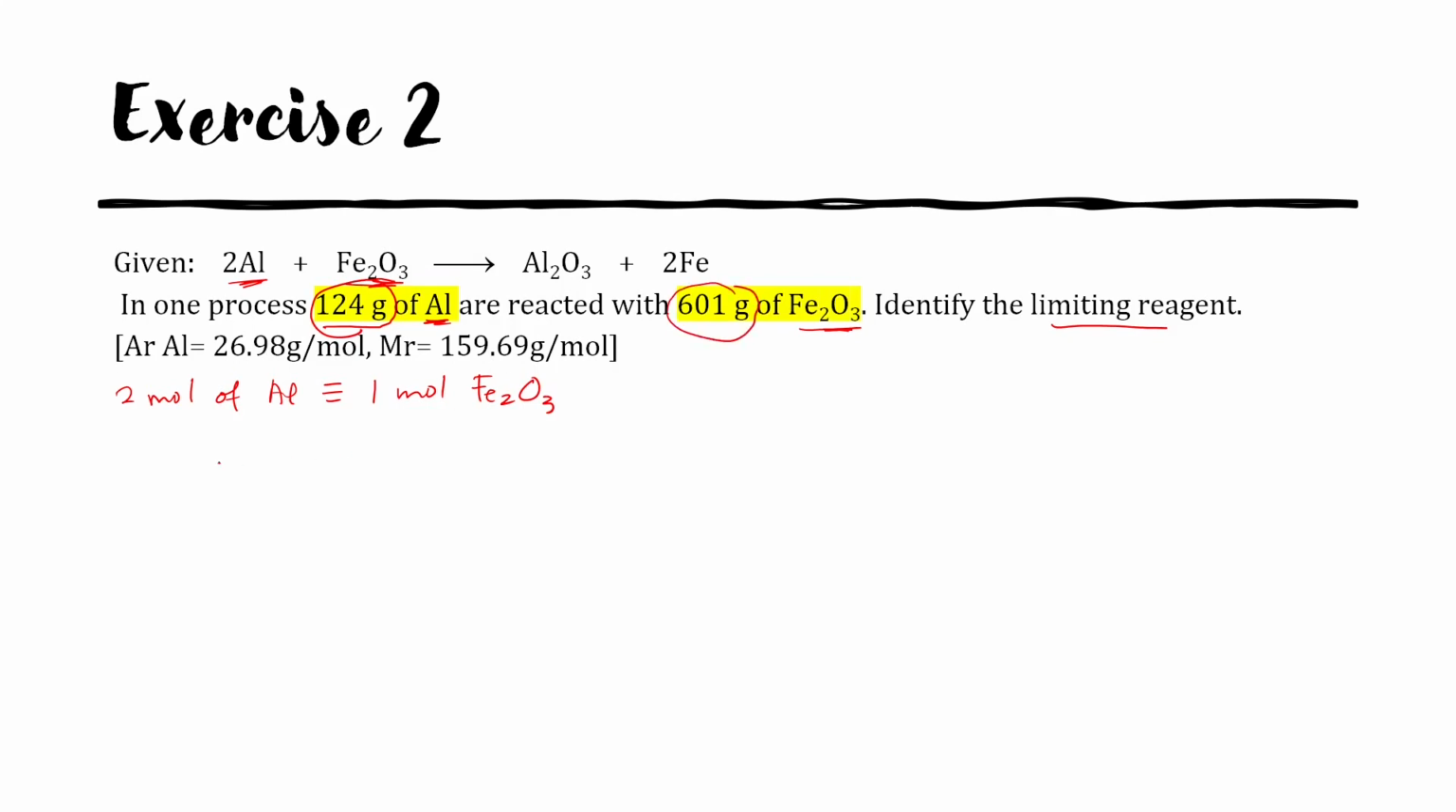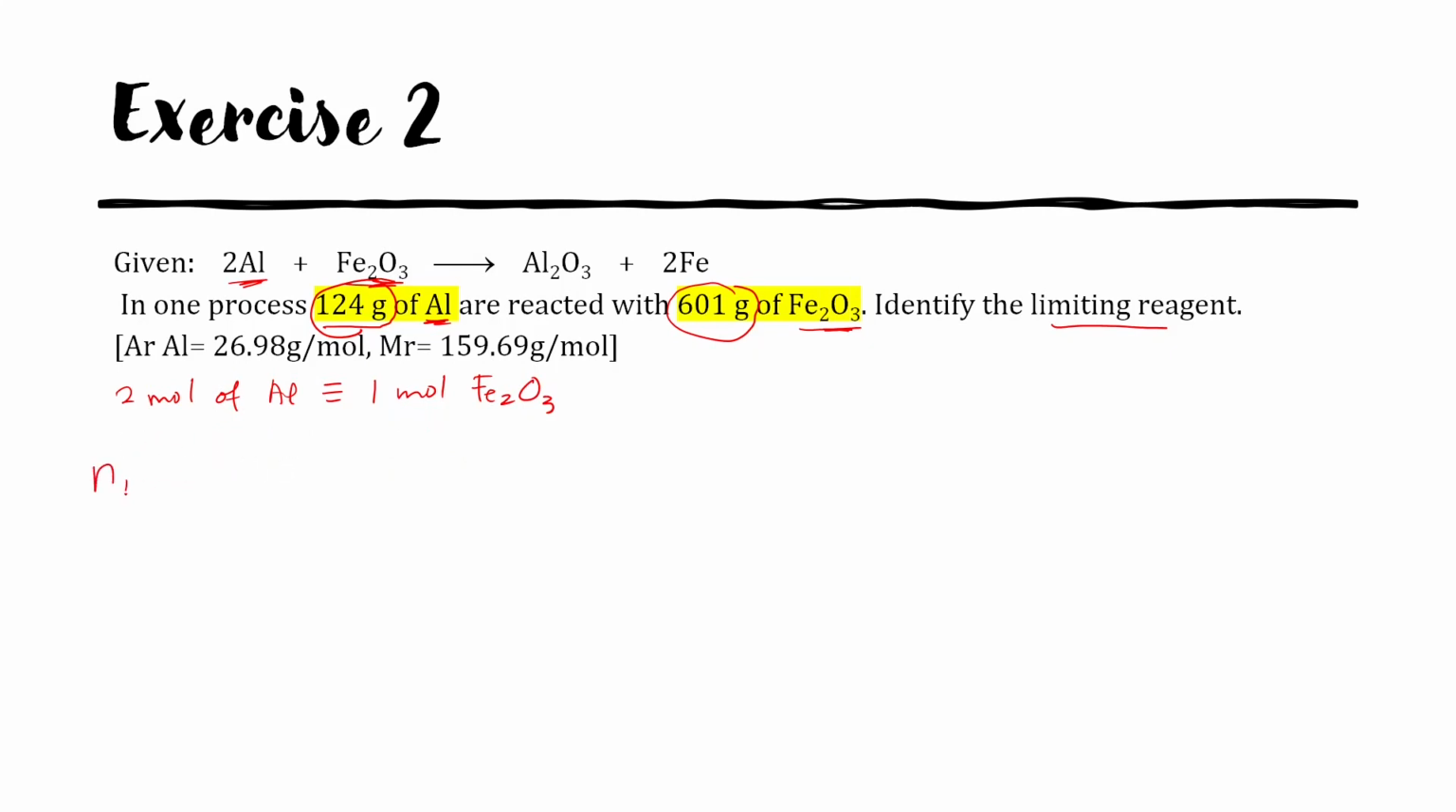What you need to do is find the number of mole from the mass that is given, because you cannot compare using gram. Al and 601 gram, this is wrong. You cannot compare with mass. You need to compare with mole. So we need to find the number of mole.